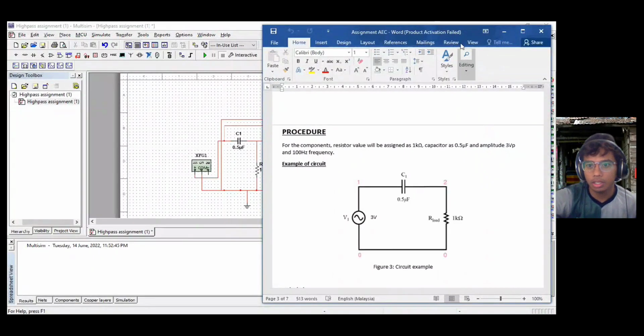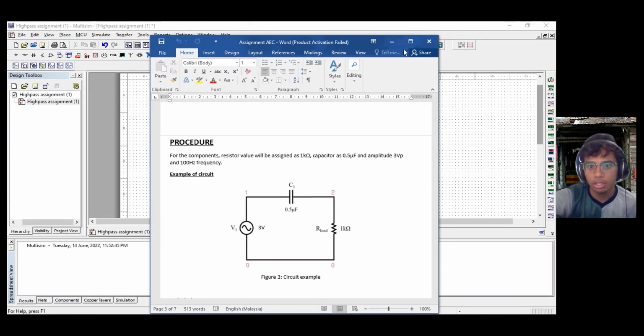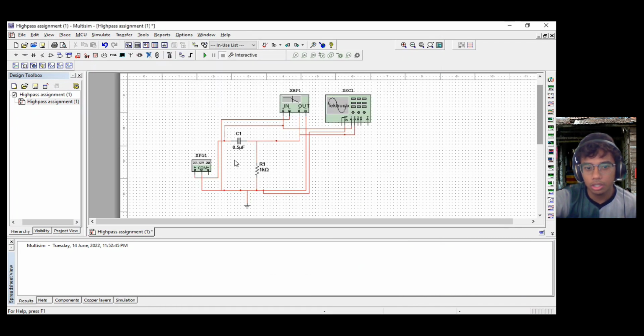This is my circuit for the high pass filter. You can see this is a capacitor and this is a resistor. I constructed the circuit. This is a capacitor and this is a resistor. You guys can see.